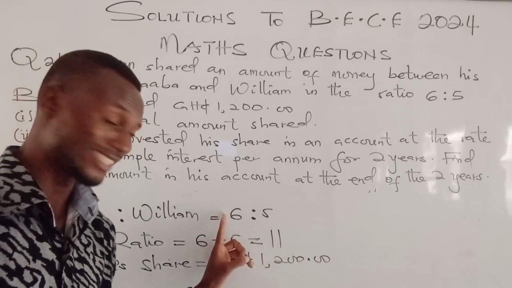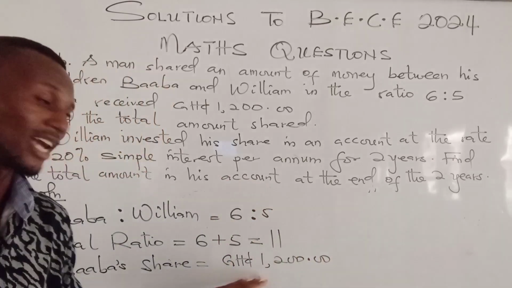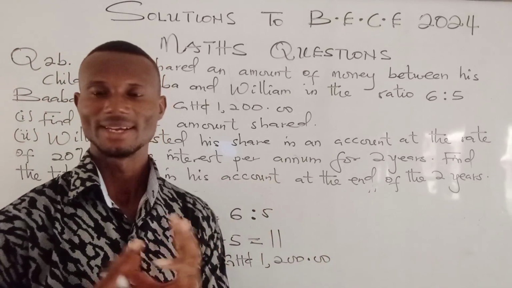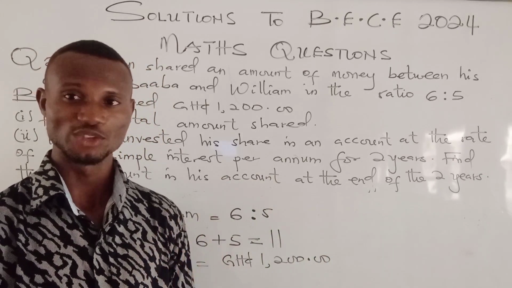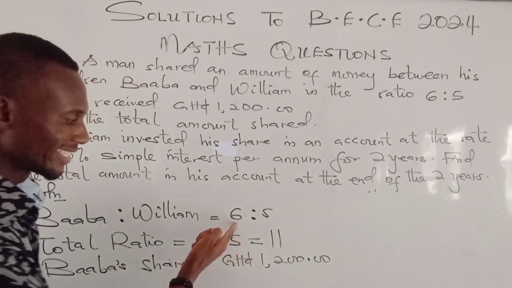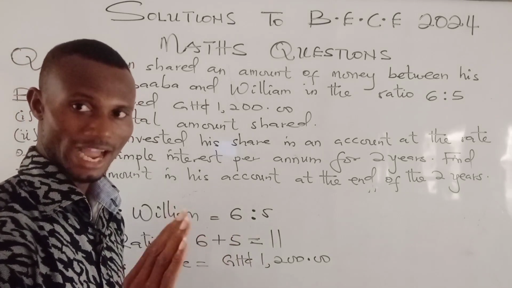So we can say that this is its equivalent value in Ghana cedis, 1,200 Ghana cedis. And I hope the explanation is clear enough up to this point. So it means that we can equate this 6 to the 1,200 Ghana cedis. We can do that. I hope you agree with me.